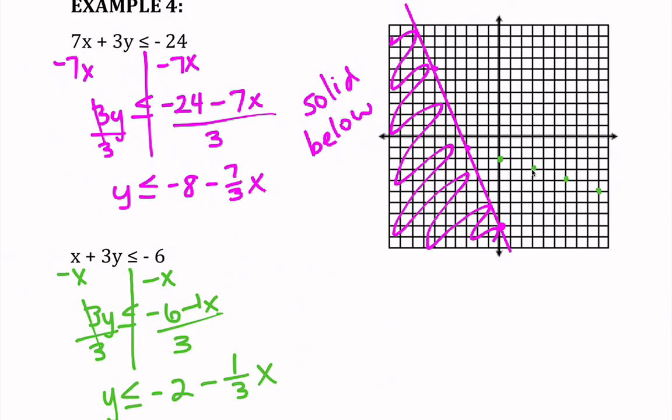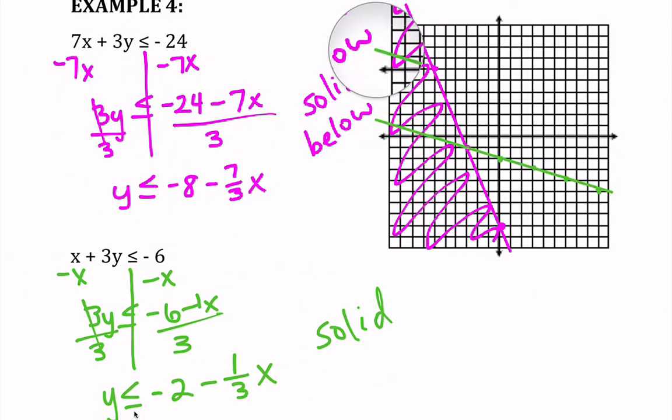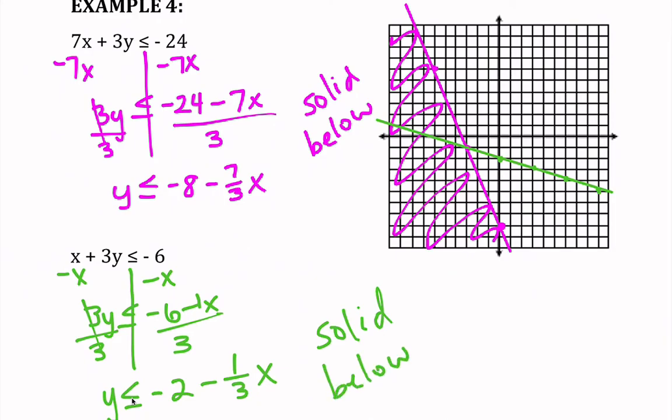All right, once you have enough points, you can talk about what line we need to draw. While I look at my symbol, I see a solid line underneath. So let's use a solid line. Use a straight edge, line it up, and draw your solid line throughout. And now the shading. This symbol says less than, which means I need to shade below that line, underneath that line. So lightly shade underneath that line.